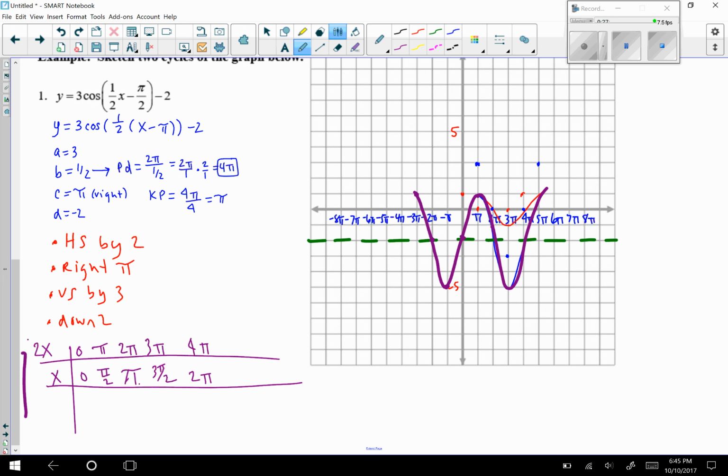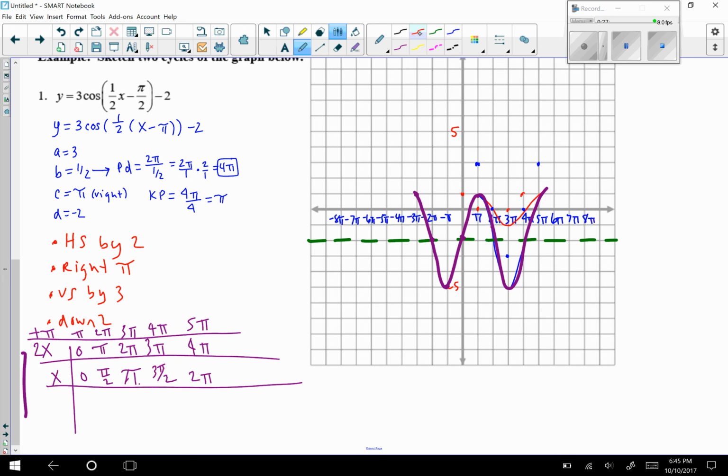And then what did we do next? We took all those key points and we went to the right pi. So that means I'm adding pi to all these points. So 0 plus pi is pi. 1 pi plus another pi would be 2 pi. 3 pi, 4 pi, and 5 pi.